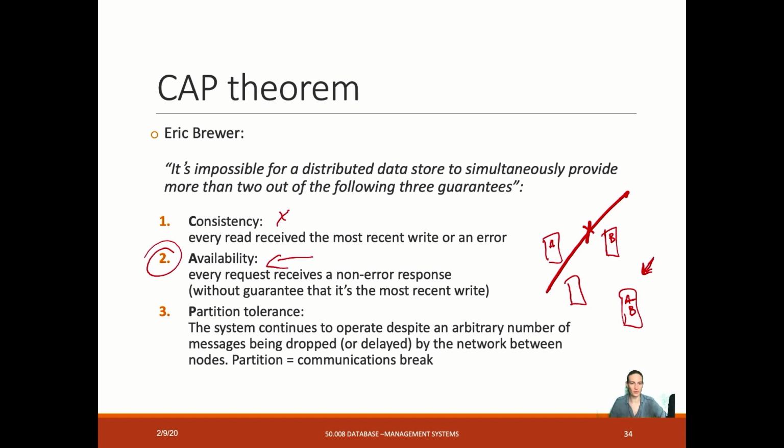Sorry, I think I said it wrong before. Partition refers to a discontinuity in the network, not the nodes. The data is stored on the nodes, not the partition, sorry. All right, so at any given point, any database system will only have two out of these three characteristics.